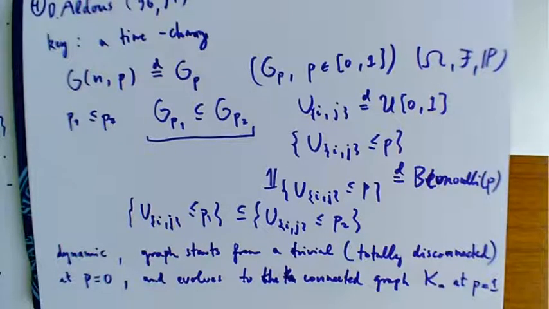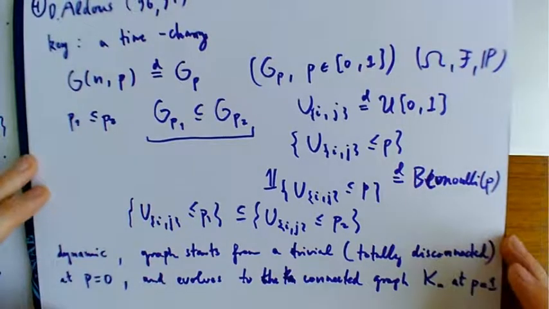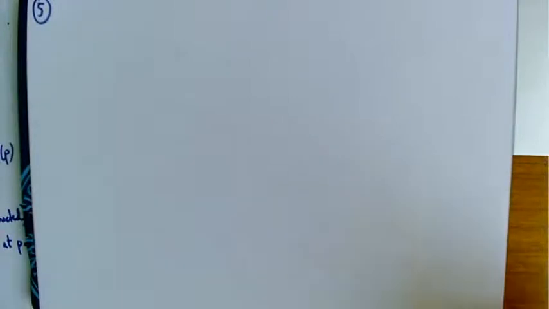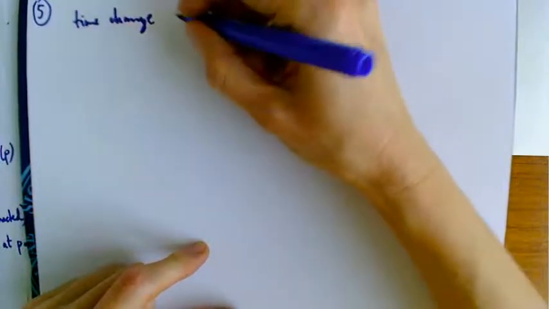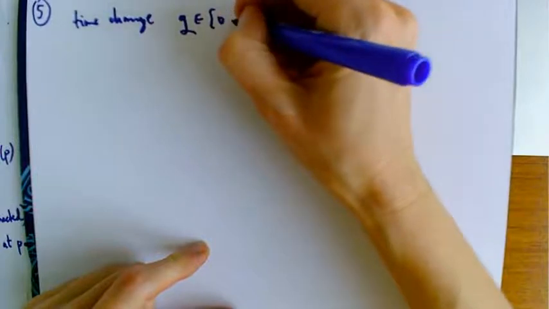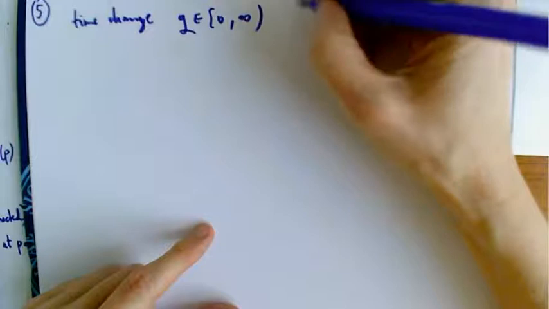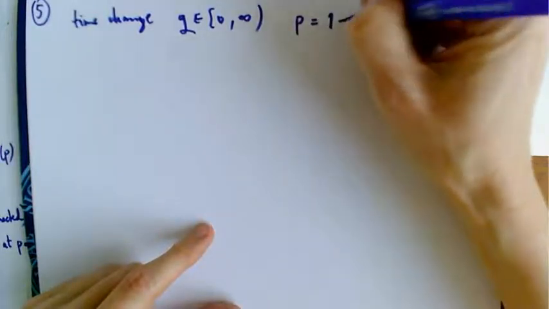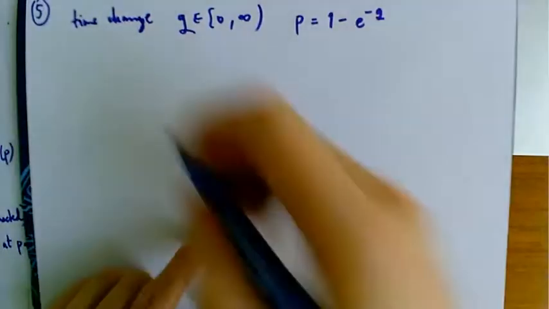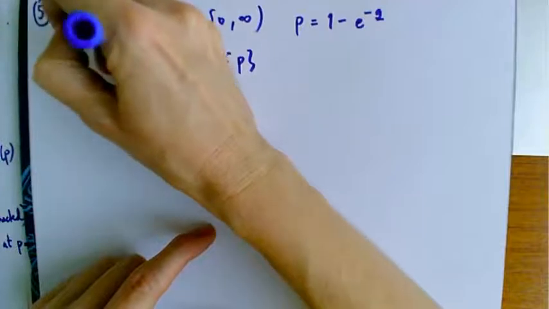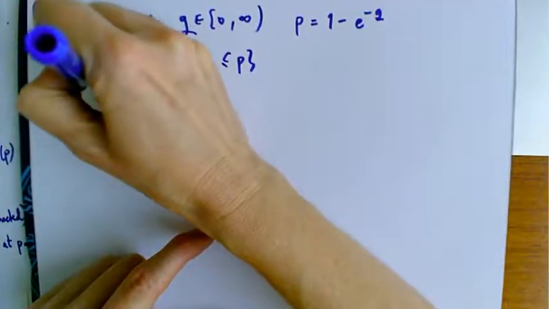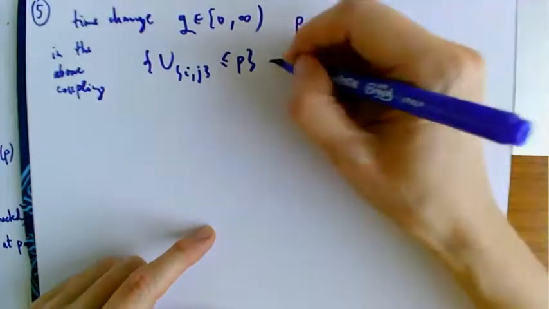Okay, a good way of looking at the random graph model, and an even better way, according to Aldous, was to start putting in exponentials. This is the time change. You have a new parameter q, a real number in [0, infinity), and your p is now 1 minus e to the minus q, and there is a good reason for that. So in the above coupling, you have this event U_ij less than or equal to p. These are the main events for checking openness of edges.